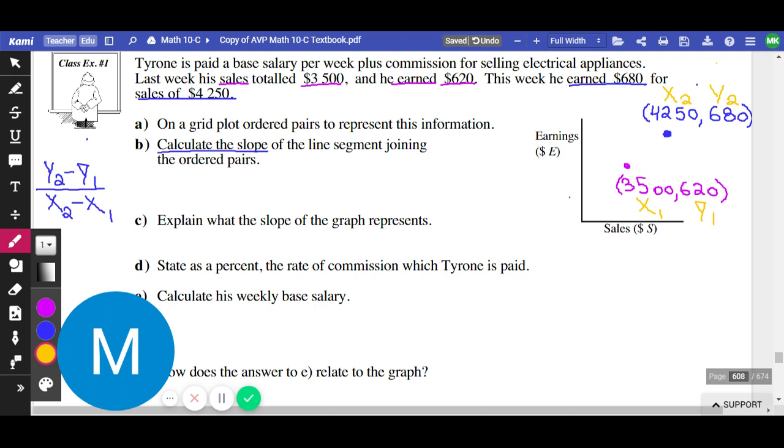Awesome. Across the top, 680 minus 620, divided by 4,250 minus 3,500. I'm just getting mine backwards on x2s. Again, when you're calculating these slopes, do the top separate, do the bottom separate. Right? So 680 minus 620 is 60. On the bottom, 4,250 minus 3,500 is 750.